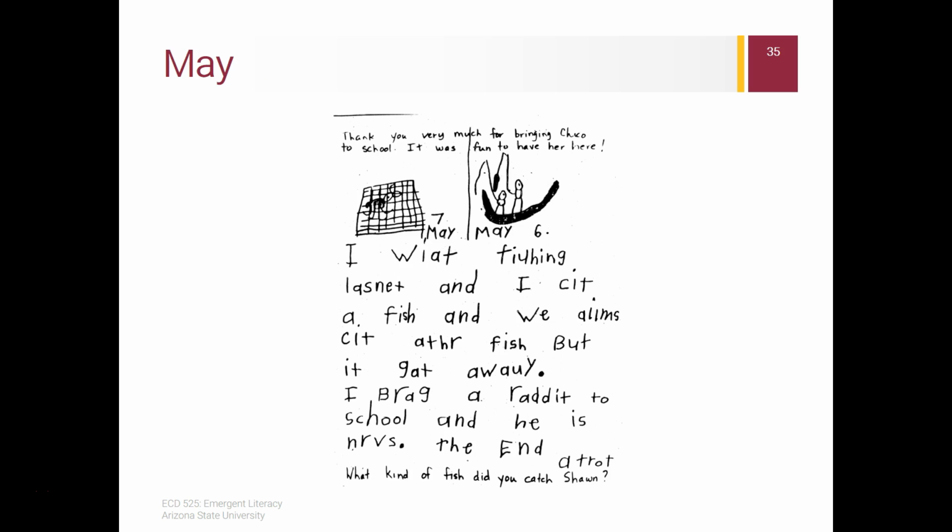By May, Sean's inventive spelling is becoming very advanced. The teacher can read this on her own. Here's Sean's entry: "I went fishing last night and I caught a fish and we almost caught another fish, but it got away. I brought my rabbit to school and he is nervous. The end." The teacher responds, "What kind of fish did you catch, Sean?" And Sean replies, "A trout."